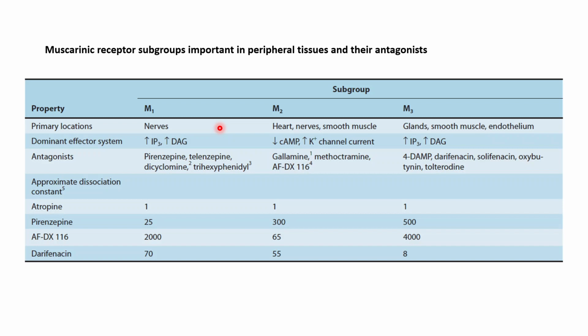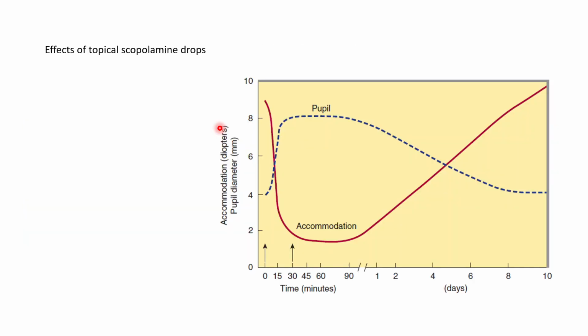The action of atropine on the eye is based on the constrictor pupillary muscle, and this activation is blocked by topical atropine and results in mydriasis, that is an increase in the size of the pupil.